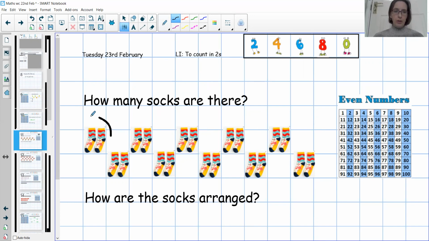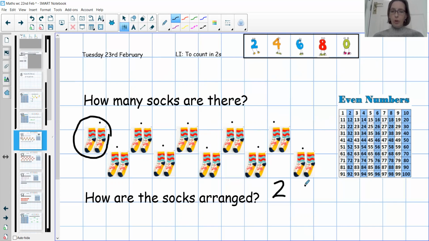Hopefully you've spotted that the socks are arranged in twos. So we could use our knowledge of counting in twos, couldn't we, to work out how many socks there are in total. So let's count in twos. You can use the 100 square I've got over here to help you if you need to. 2, 4, 6, 8, 10, 12, 14, 16, 18, 20. So there are 20 socks.